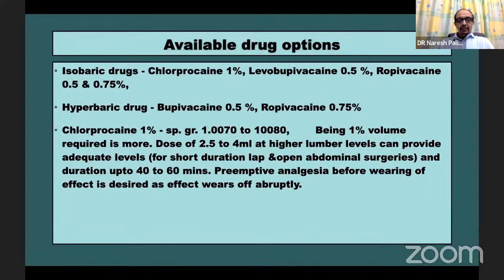Amongst the available drugs, isobaric drugs like chloroprocaine 1%, which is now not available, levobupivacaine 0.5%, ropivacaine 0.5 and 0.75%. Hyperbaric drugs like bupivacaine 0.5 and now ropivacaine 0.75% can all be used. Chloroprocaine 1% was a very good drug, but now it has been discontinued because not many people were using it. It was very useful for very short duration procedures, 40 to 60 minutes.